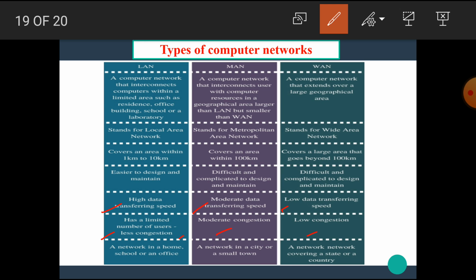The last point is that the LAN is a network in a home, school, or an office. The MAN is a network in a city or in a small town, while WAN is a network which is covering a state or a country or the world.